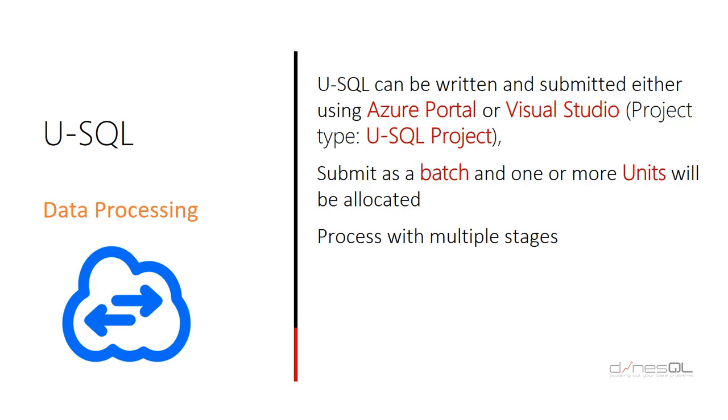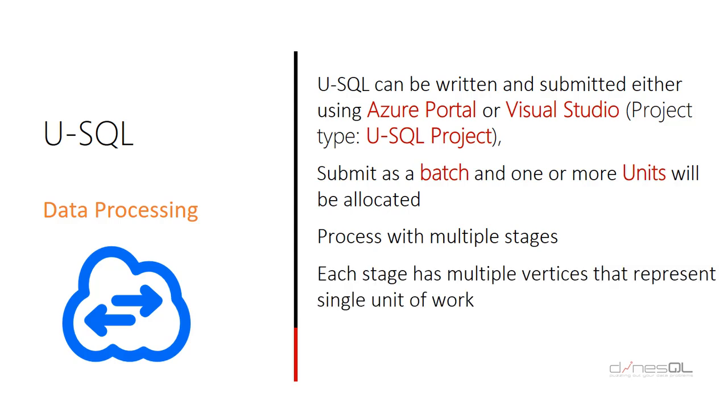Query execution will have multiple stages like extraction, transformation, and writing outputs. Each stage has multiple vertices. A vertex is a single unit of work, something like reading data from one distribution or aggregating data from one result. Vertices can be executed in parallel when there are multiple units. But remember, adding more and more units will not add more and more parallel work. It is based on the vertices you have for each stage.